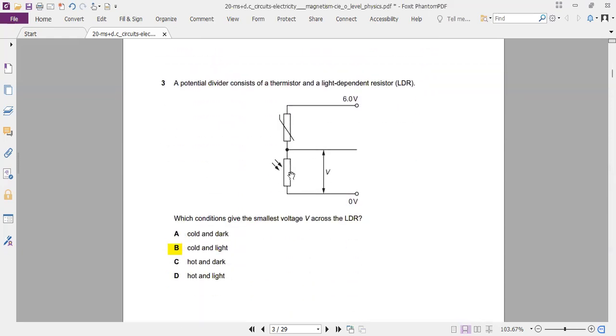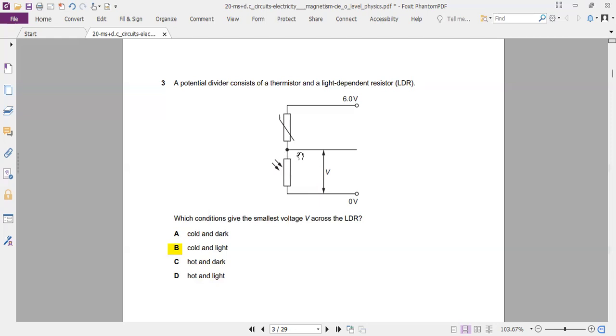Potential divider, one LDR and thermistor used. So which conditions give the smallest voltage? So let's look at the behavior of the two components. They both have decrease in resistance upon the conditions met. The thermistor, when the temperature increases, the resistance decreases and vice versa. In LDR, when the light increases, the resistance decreases and vice versa.